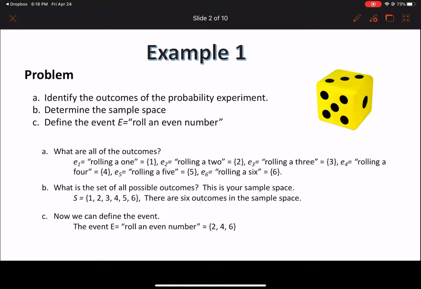My event would be to roll an even number, and in set notation, I would put curly brackets, 2, 4, and 6, which satisfy rolling an even number. That's what we would put for our event. I will ask for that. I believe that My Open Math asks for that as well.